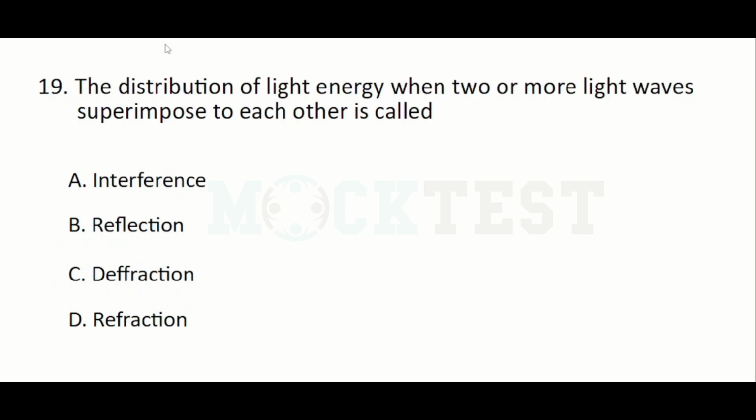Next question. The distribution of light energy when two or more light waves superimpose on each other is called option A interference, option B reflection, option C diffraction, option D diffraction. The answer is option A interference.